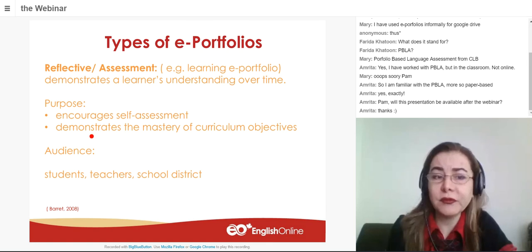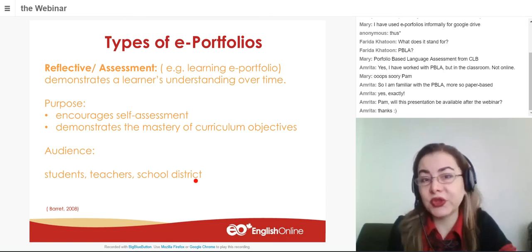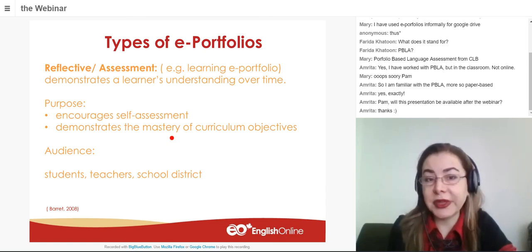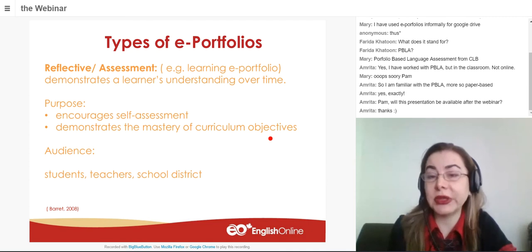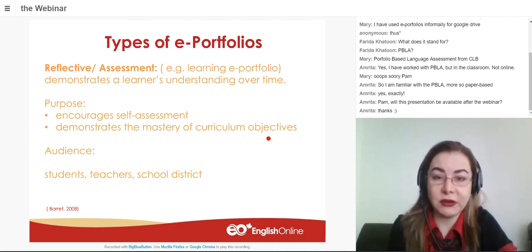The audience here could be students themselves, teachers, or on a wider level could be the school district. So a teacher can share her students' e-portfolios with the school district just to confirm that there is mastery of curriculum objectives or not. Curriculum objectives are being met or not.